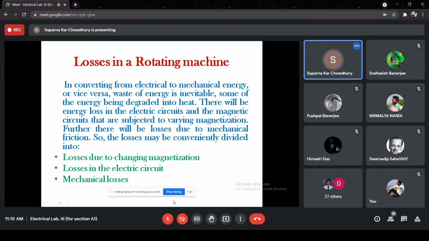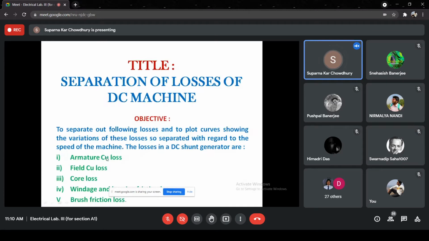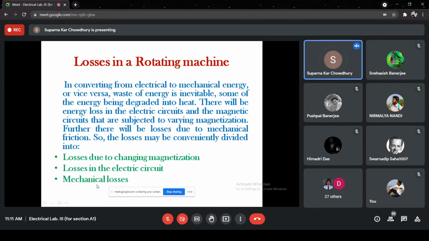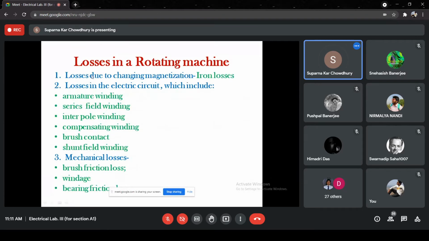So previously I have shown the losses in DC machines. This armature copper loss and field copper loss is associated with the electric circuit. This core loss is associated with alternating magnetization. Windage and bearing friction loss and brush friction loss are mechanical losses. So these are the losses in a rotating machine. Loss due to alternating magnetization is the iron loss or the core loss. These are the hysteresis loss and eddy current loss.